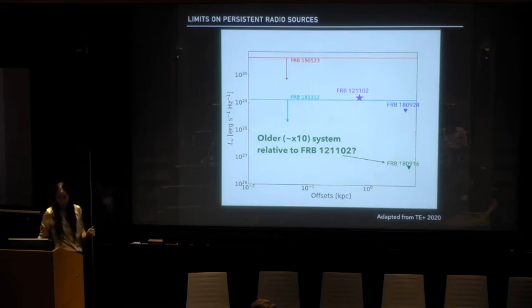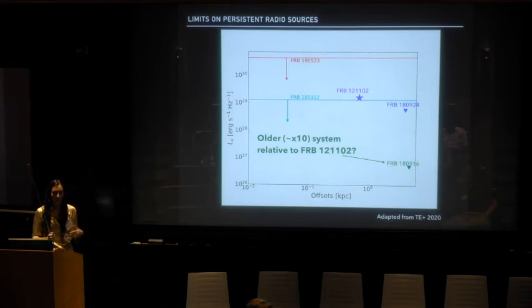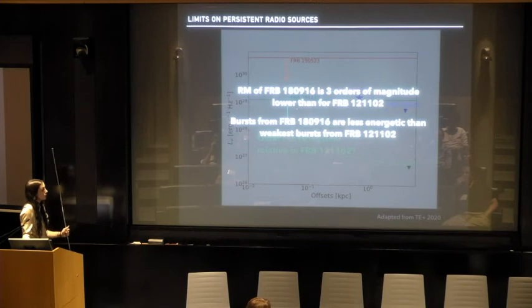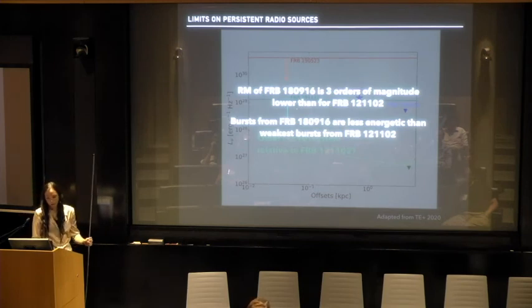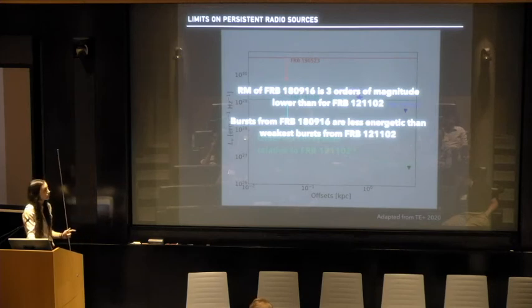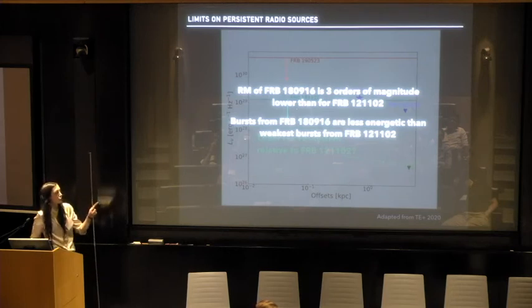But that being said, as discussed in the 1809-16 paper, you can have a system that's much older than 121102 that's consistent with what we're seeing here. And so a flux decline at this level wouldn't be really unprecedented if you just invoke a much older source age. And in fact, this is also consistent with the lower observed RM when compared to the repeater. And also the fact that the isotropic equivalent energies of this event are far less energetic than the weakest burst that we've seen from the repeater.